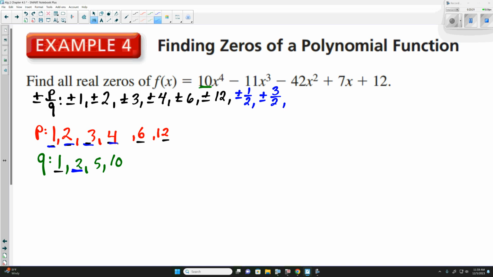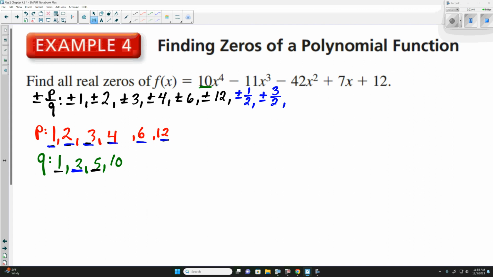The one after that is 4 divided by 2, which is 2. We already have it. We don't need to repeat it. 6 divided by 2 is 3. It's already listed. We don't have to repeat it. And lastly, 12 divided by 2 is 6. It's already up there. All right.